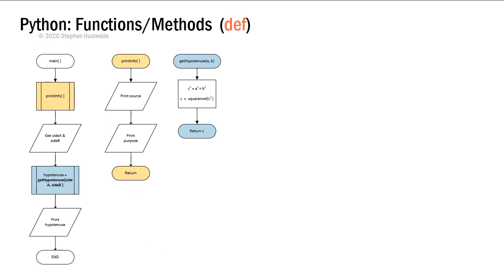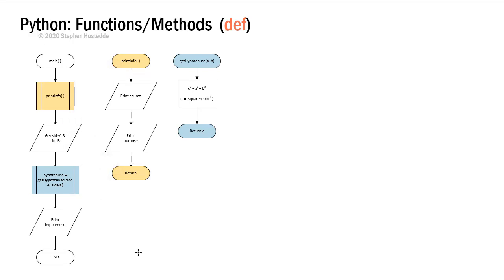In essence, what's happening is we're going to detour from our main code to this print_info definition and execute that code. So here we would print our source, print our purpose, and then we have a return statement, or in this case, this is a void method that doesn't return anything. It's simply an end, but it's going to return back. And so we've taken this detour, and now we're going to go back to the main road and continue on.